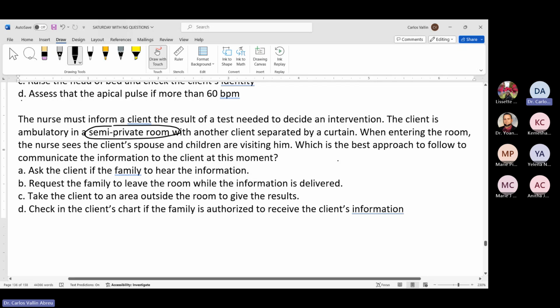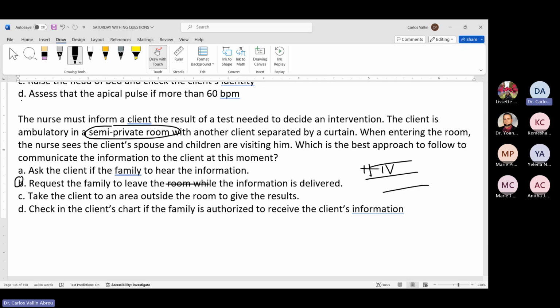Suppose the client has cancer, HIV, tuberculosis, hemorrhoids. You understand? Okay, B is better, but there is a guy in the other room. The family left, but there is another guy that can hear your information. Don't you think it's better to take the client? The client is in bed, but the client can walk.